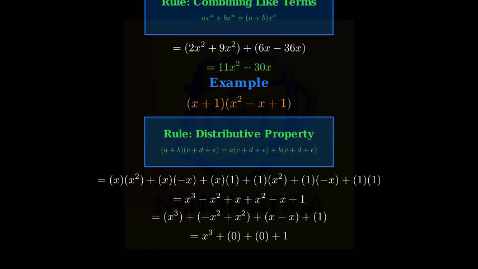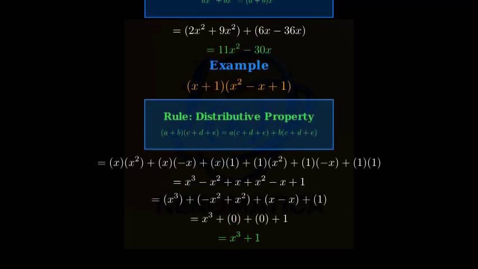Combining like terms, negative x squared plus x squared equals 0. X minus x also equals 0. This leaves us with x cubed plus 1. Therefore, our final answer is x cubed plus 1.